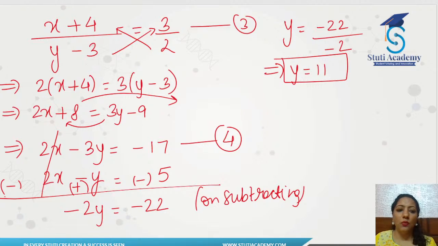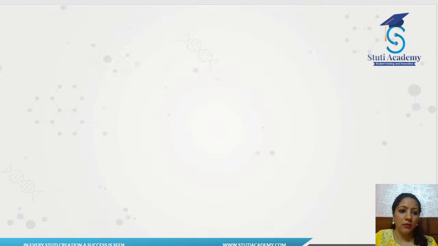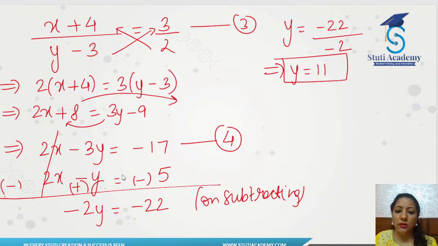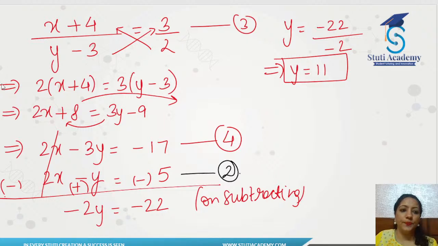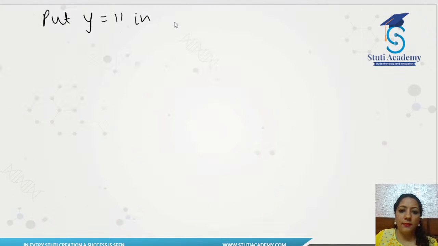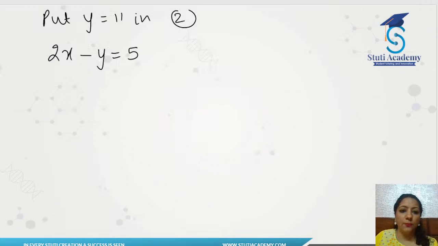Now we'll take this denominator, y is equal to 11, and we will put it somewhere. Now we have y is equal to 11. We are going to take this y is equal to 11 and put it here in this equation. This one was equation number 2, the second equation. So equation 2 is 2x minus y is equal to 5. We can put here y is equal to 11.